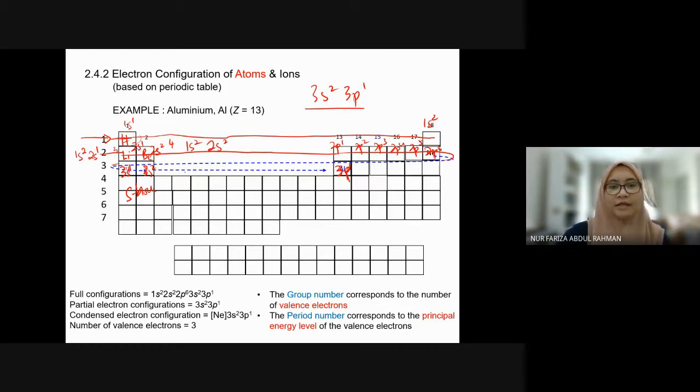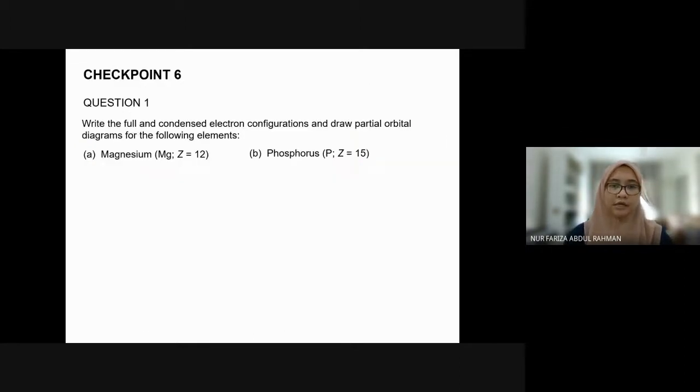Okay, and then we have the D block. D block means the last orbital will be the D orbital. Okay, and same goes for the P block. That means the last orbital being filled will be the P orbitals. Okay, it is very interesting to know how the elements are arranged in the periodic table.